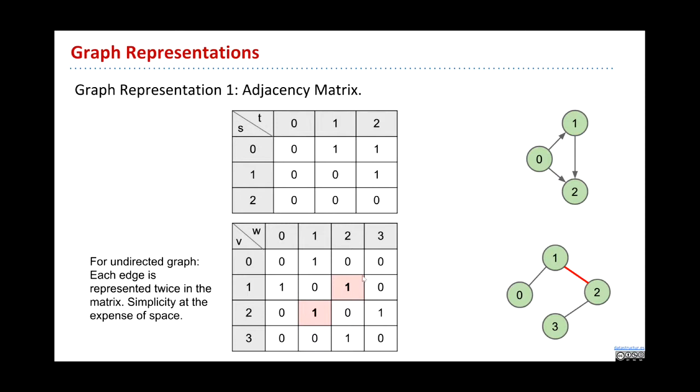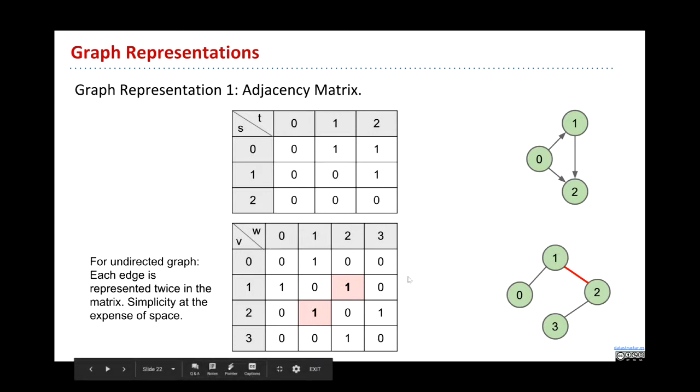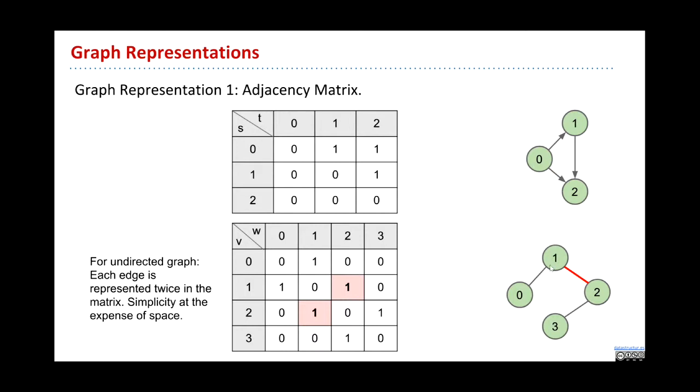Now, one thing I'll note is that in this approach, an undirected graph actually has some redundancy. So this edge between 1 and 2 is represented both in this box and in this box. And you might say, isn't that redundant? Couldn't I just fill in only the top diagonal and that would be fine for an undirected graph? Sure, but this is simpler. So you get simplicity at the expense of space. Okay. Any questions about this approach? So this is one way you could build a graph, yeah.